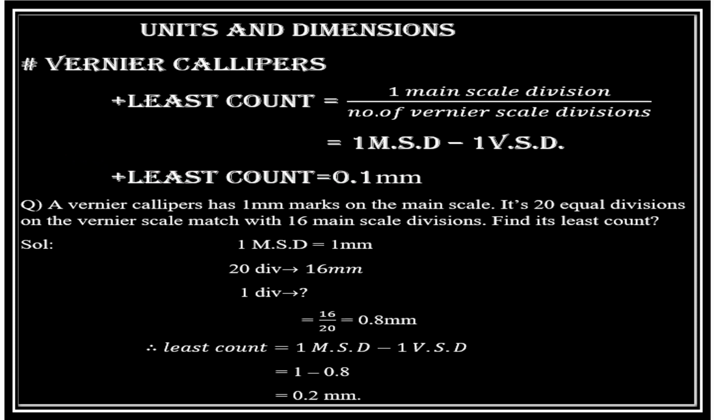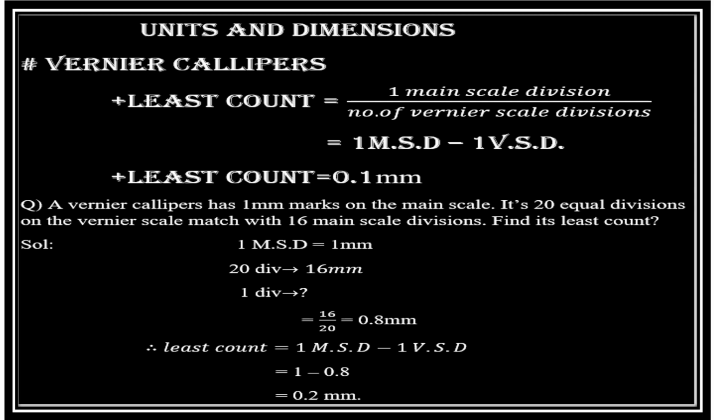For better understanding, let's see an example. A vernier calipers has 0.1 millimeter marks on the main scale. Its 20 equal divisions on the vernier scale match with 16 main scale divisions. Find its least count. Here we go for the solution.